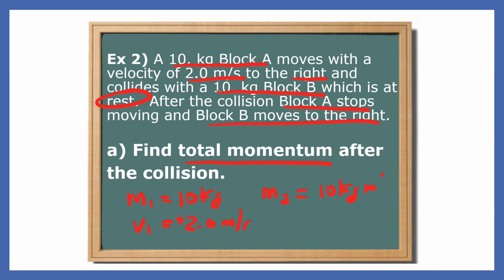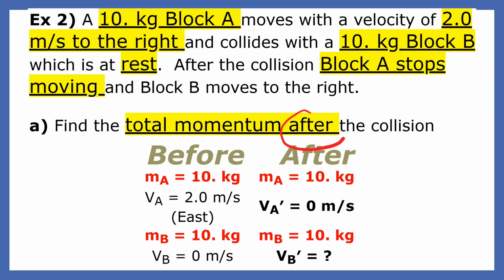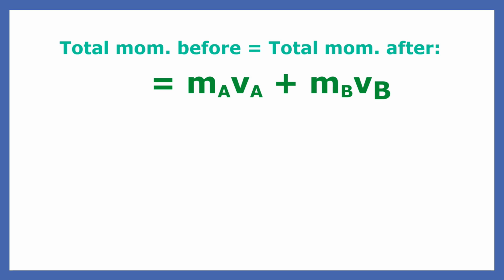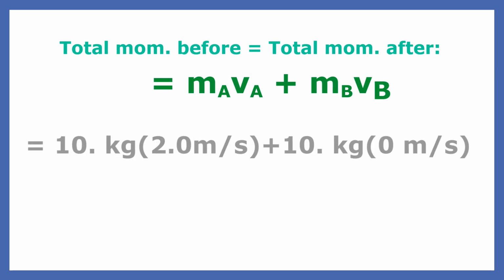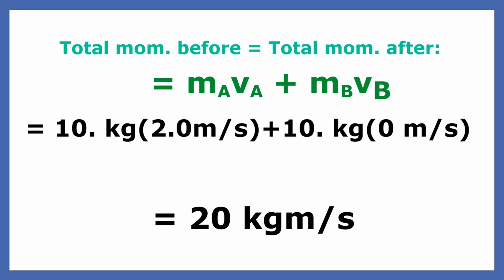We know everything about before, and yet they're asking us to find the total momentum after. Since we know the mass and velocity of each object before the collision, we can use that to find the total momentum before, and therefore the total momentum after. Since the 10 kilogram object is at rest before the interaction, it has zero speed and zero momentum. The entire momentum before is positive 20 kilogram meters per second.